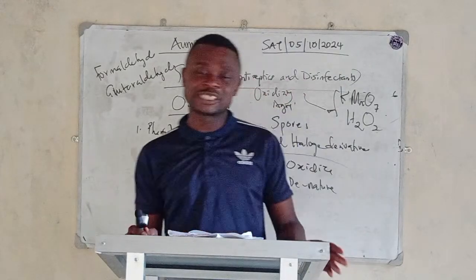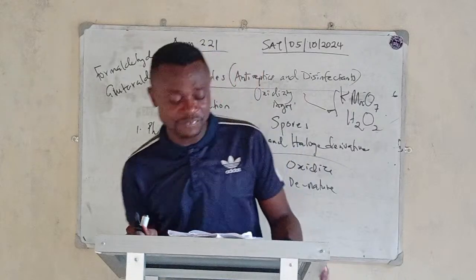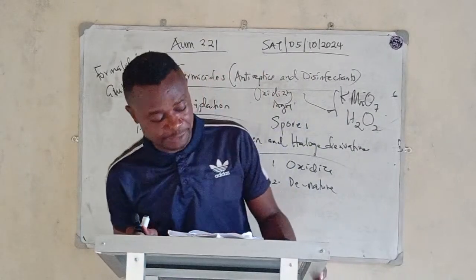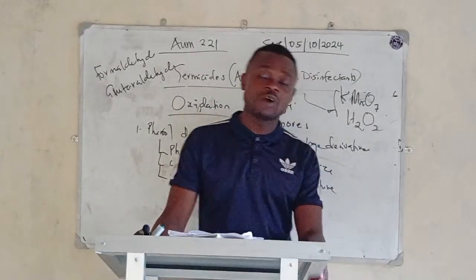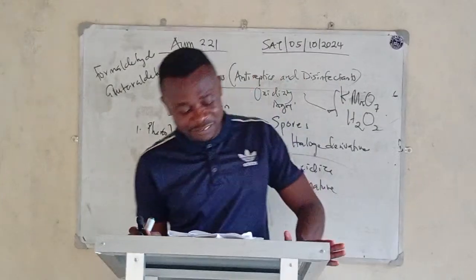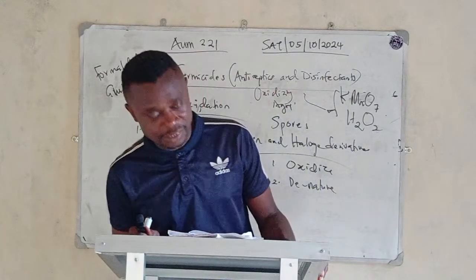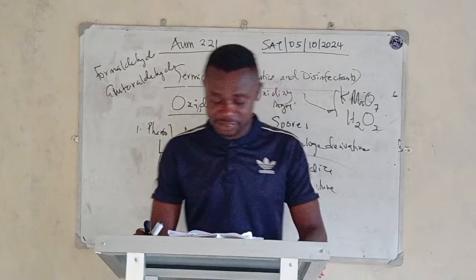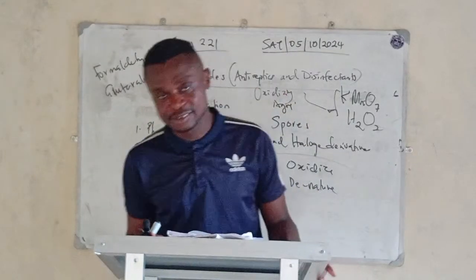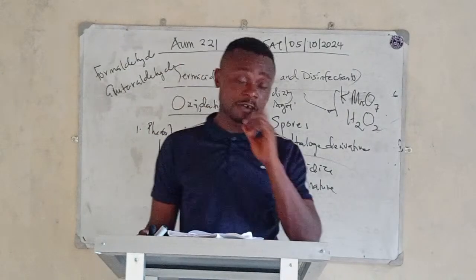We also have acids, like boric acid and acetic acid. They are also disinfectant acids. The next one is dyes. This is where we have your GV, gentian violet, proflavin, scarlet red, and brilliant green. The most popular is gentian violet. It comes from dye.